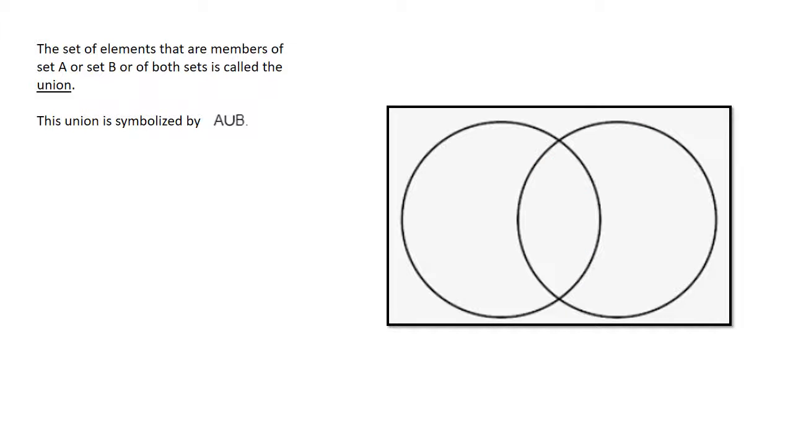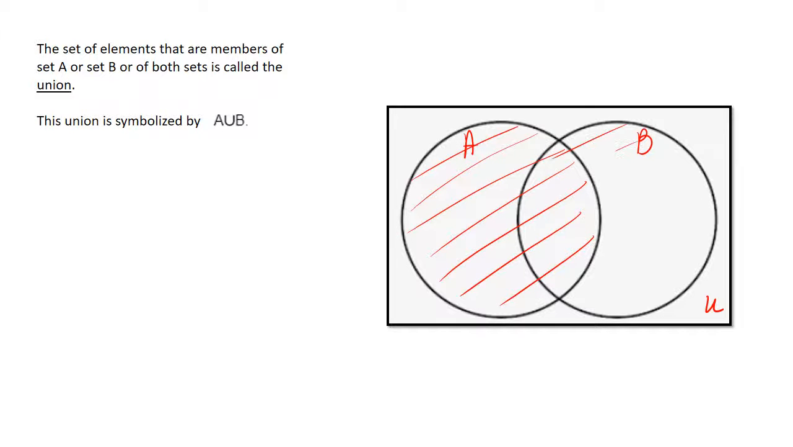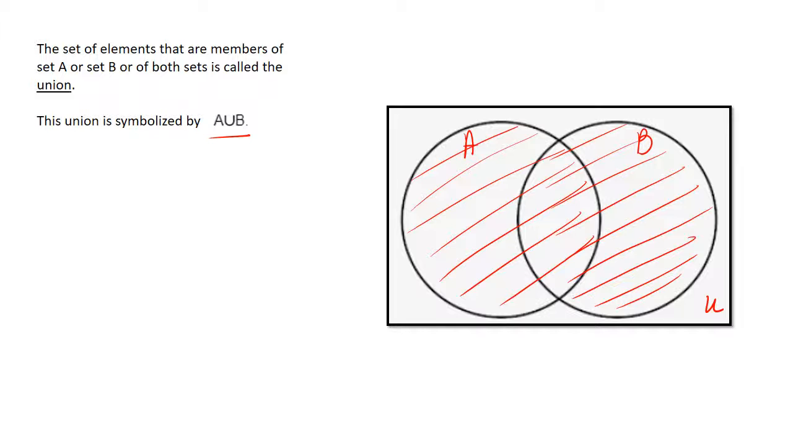The set of elements that are in either set A or set B or both sets is called their union. So again, if I have A and B in the universal set, their union would be everything in A, everything in B, and everything that they share in common. So that is the union. It is symbolized by A union B.